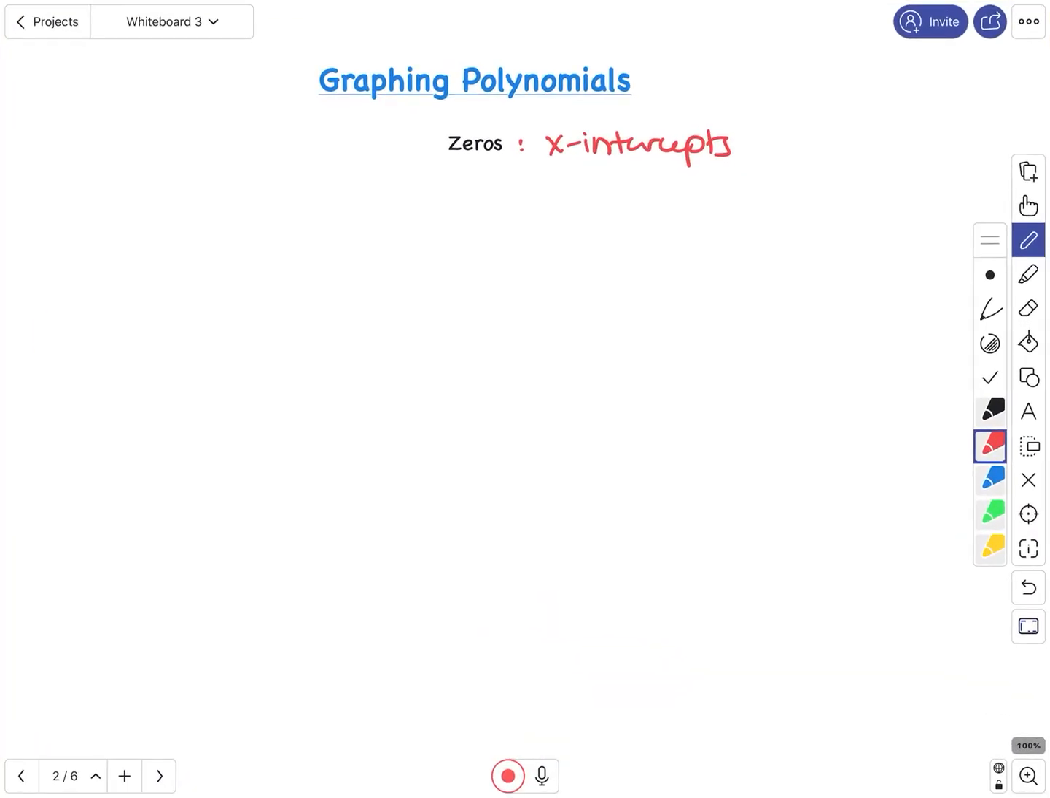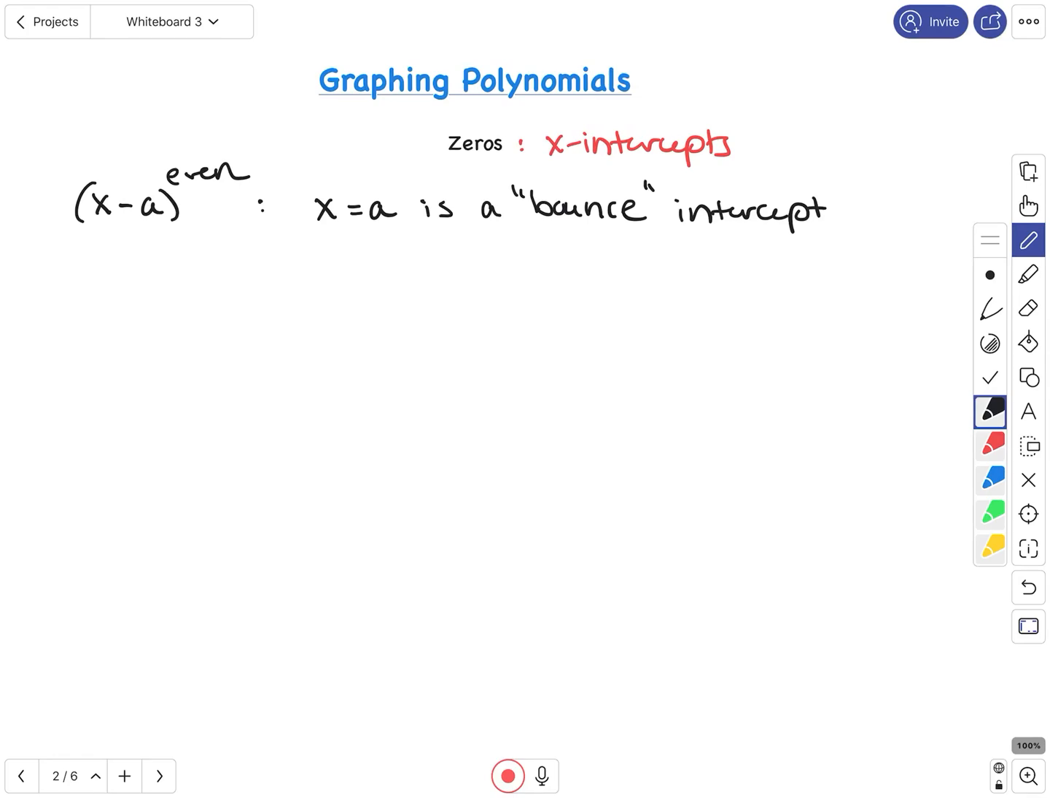So the x-intercepts or the zeros. If you have x minus a to an even exponent, then x equals a is what we call a bounce intercept. And the graph would look like this. At a, it would come down, hit a, and go back up. Or it might come up to a and go back down.